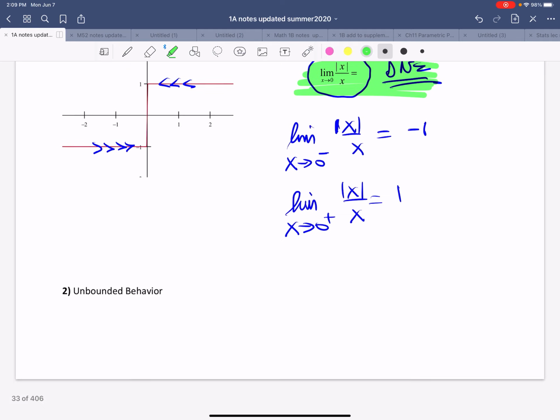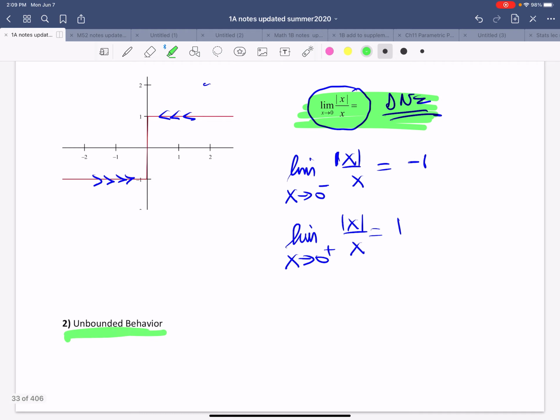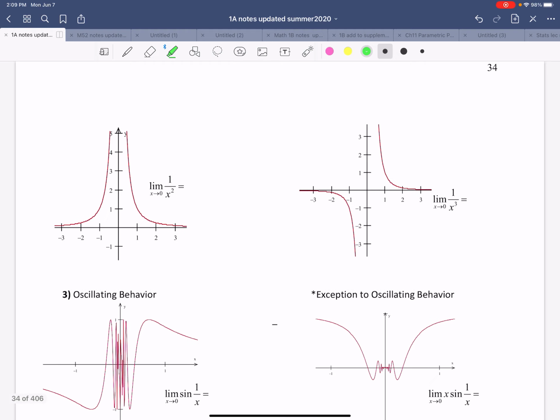Next we're going to look at unbounded behavior. Unbounded behavior is where you're going to infinity. So here's the graph of the function 1 over x squared. As x is approaching closer and closer to 0 from the left hand side, what is happening to the y value? Well, the y value is going to positive infinity in both cases, and we can also say it does not exist. Technically, the limit does not exist in this case because the limit has to be a number.